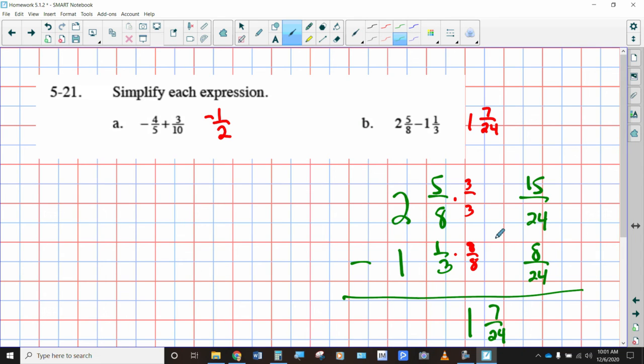You can go either way. If you're totally okay borrowing from the whole number, go ahead and use this method. But if it's ever confusing about borrowing from the whole number, I recommend changing both of those to improper fractions and then working through the process.